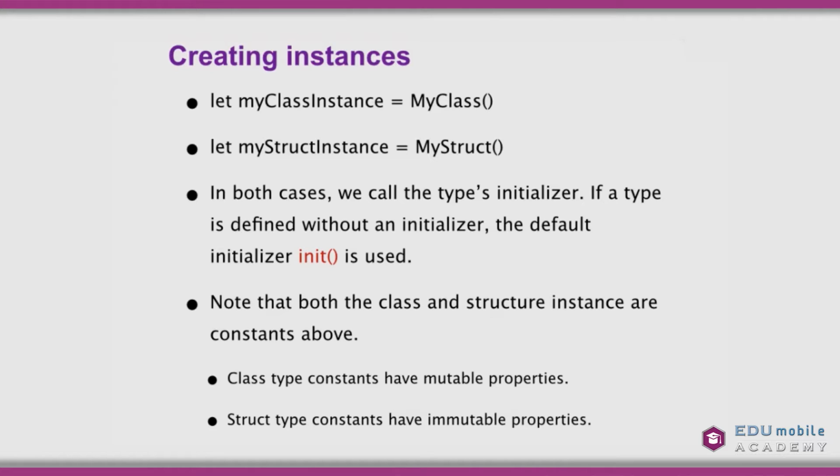If we make a constant structure, though, even if its properties are var properties, they are immutable because a structure is a value type. Okay, so typically if we want to change the values of a structure, we need to make it a var structure. But if we need to change the values of a class, all we need to do is ensure that the values that we want to change are var properties.